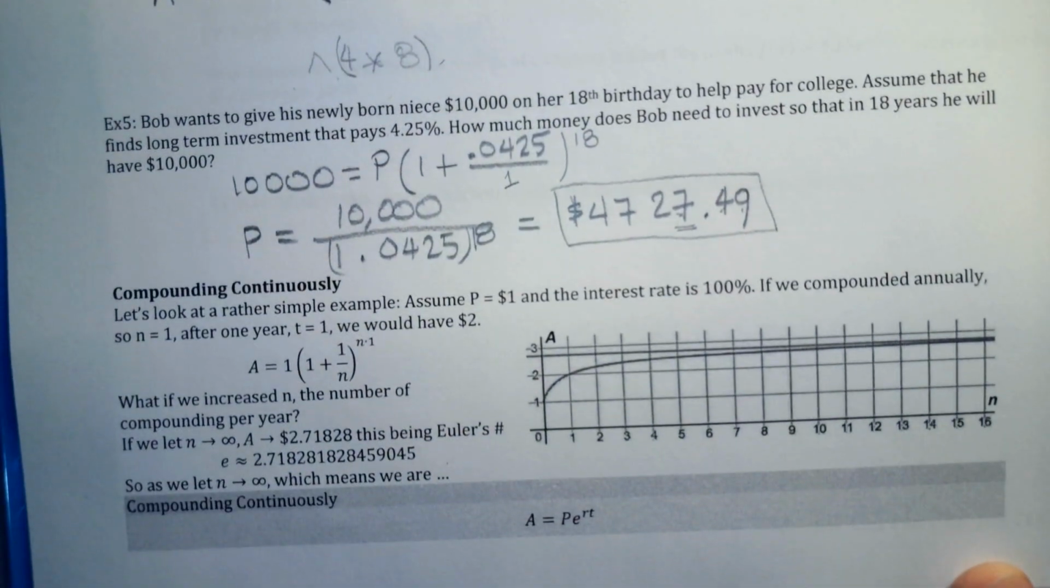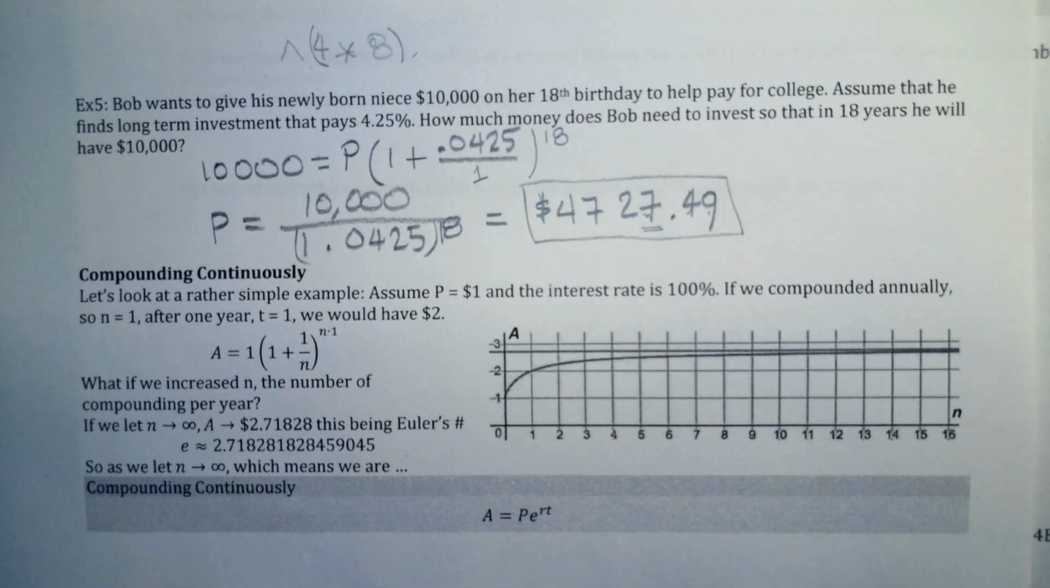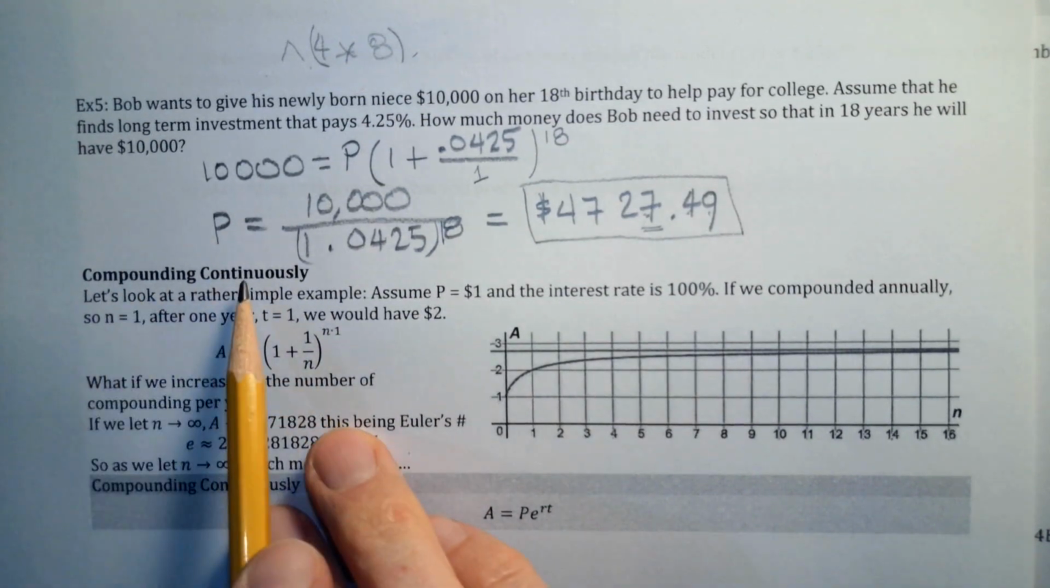Okay. Now, a lot of banks do not use compounding in different periods. Like, it doesn't compound monthly or annually or quarterly. Instead, they compound continuously.